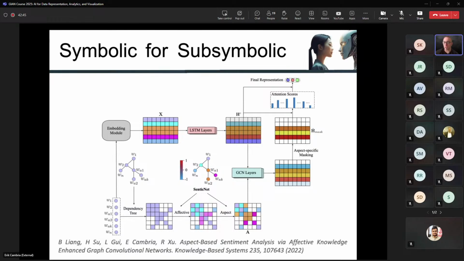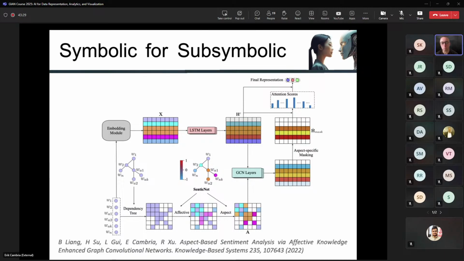Here is an example from a kind of old paper from 2022 where we used symbolic representations, the knowledge graph of SenticNet, to inject extra knowledge into a subsymbolic representation. In particular, we built this graph convolutional neural network for aspect-based sentiment analysis. So what did we do? We trained this GCN on aspect extraction and polarity detection, but then we also added, in the form of embeddings, some knowledge coming from SenticNet. We showed in the experiments that the new injected or enriched GCN works better than the standard vanilla GCN.